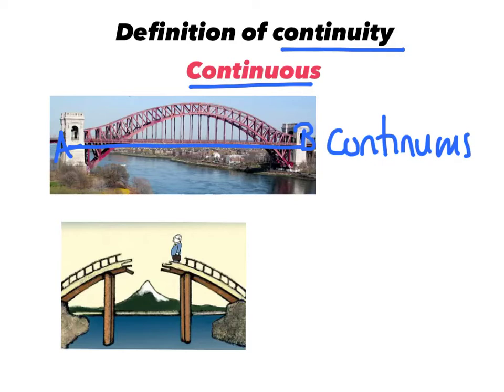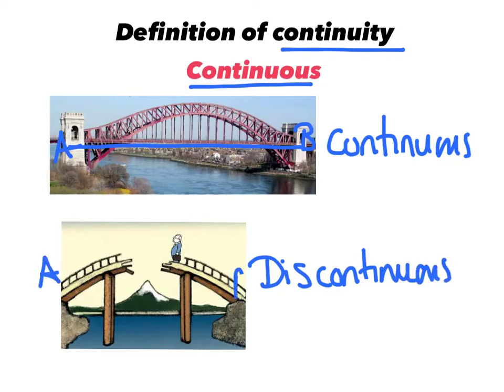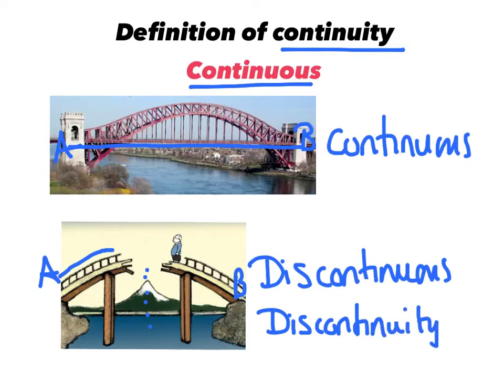However, if you look at my second picture, I would say this is discontinuous. All right, I can't get from point A to point B without falling off the bridge. If I start walking, I'll eventually fall down this hole. So this is discontinuous. Also, we could say it has a discontinuity. And that's as simple as I want you to think of continuous versus discontinuous, or continuity and discontinuity.